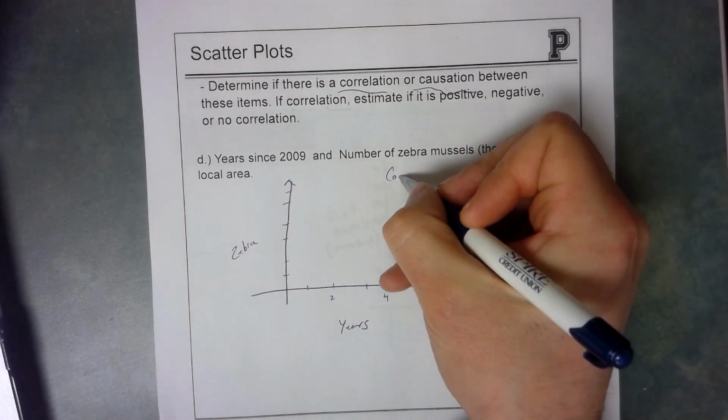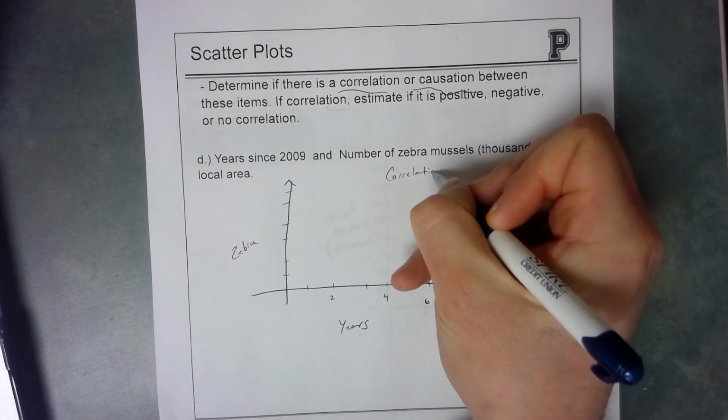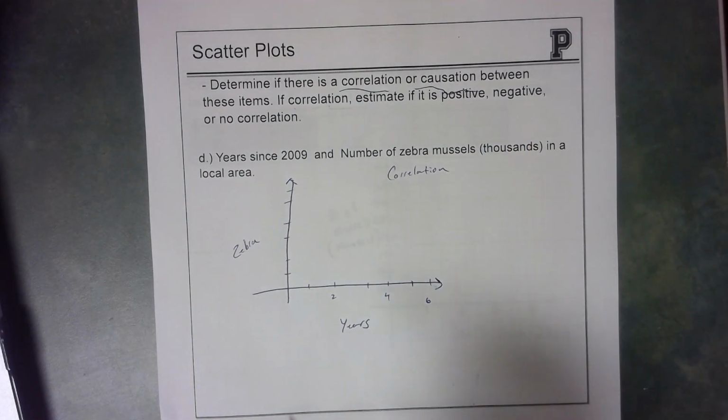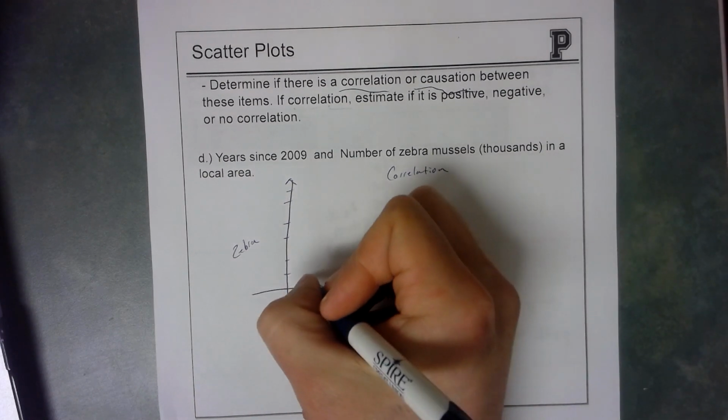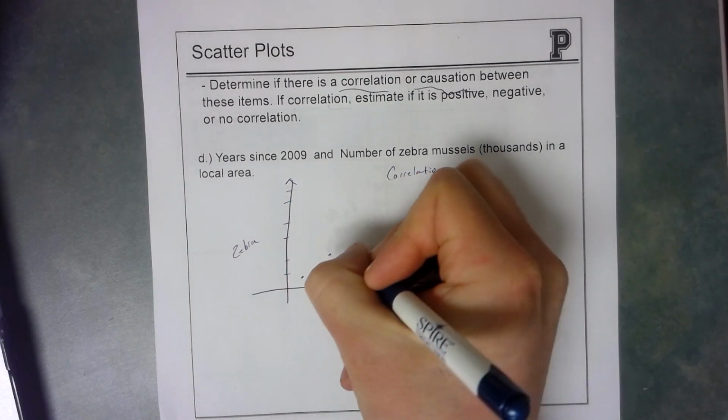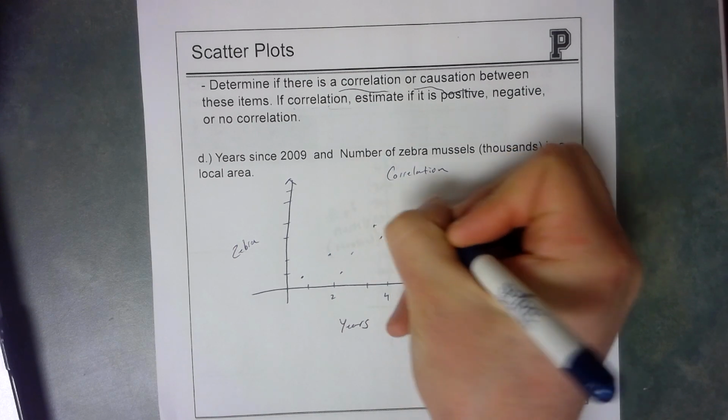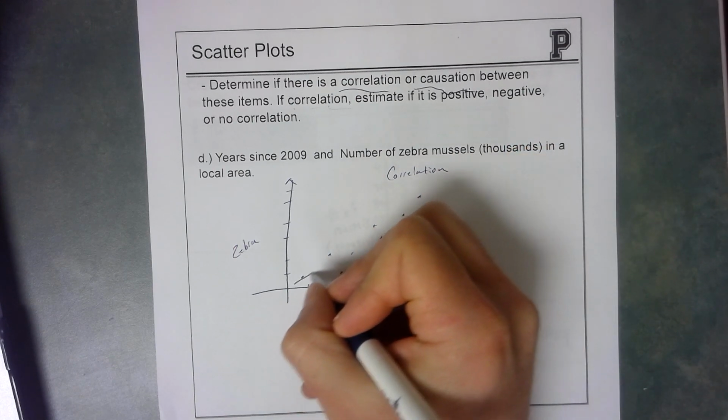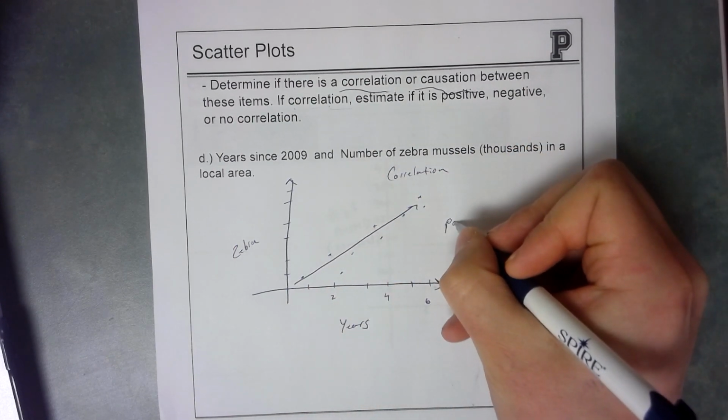So this would be correlation, right? And it might be a little bit of a mix. We've been taking some steps to manage those zebra mussels, but that is one thing that the DNR said was steadily increasing. So this would generally show a positive correlation.